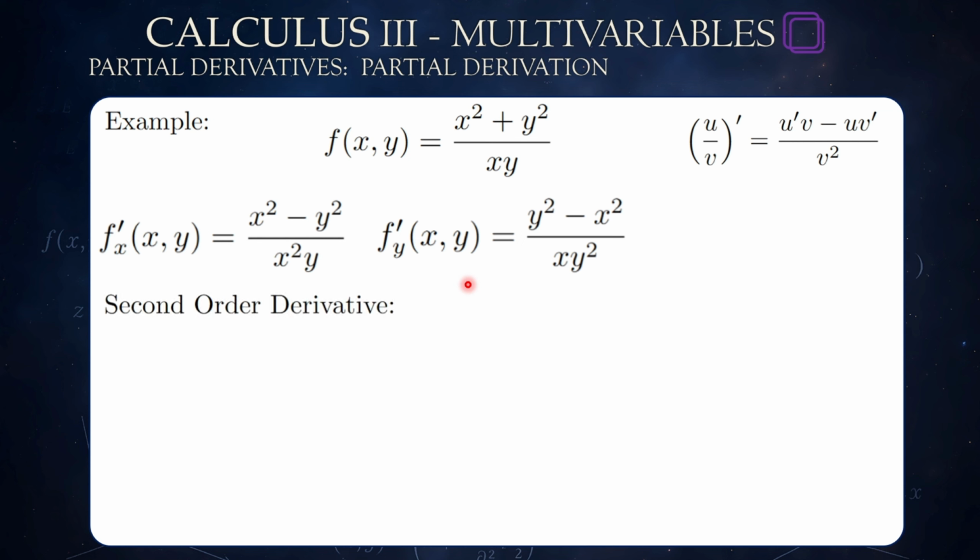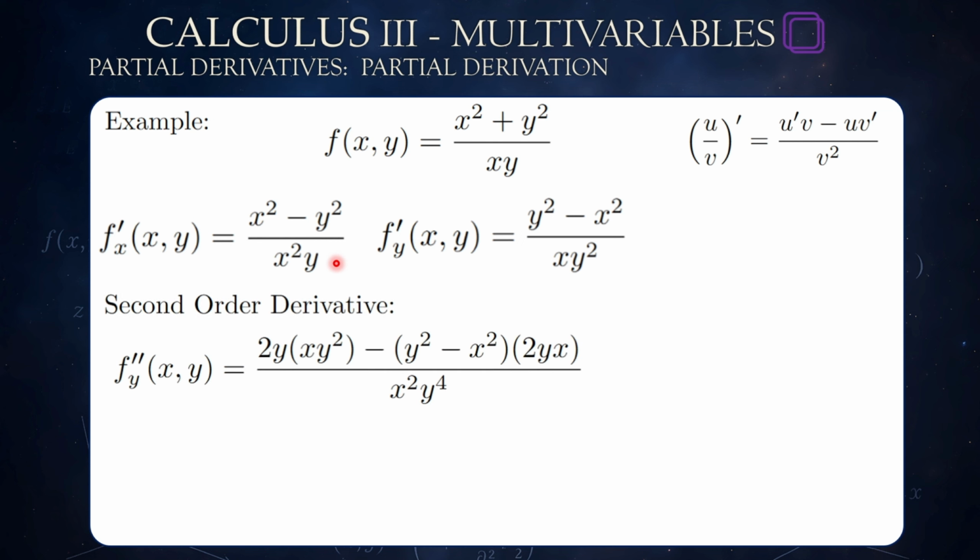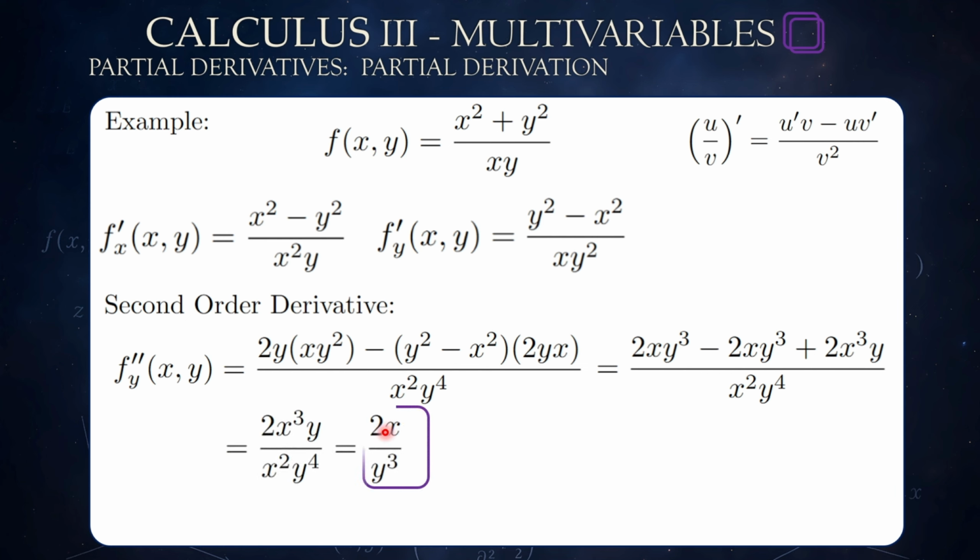Second derivative with respect to y, and by the way we can do it for both of the functions. Okay, so f''y is equal to u'v, which is 2y times xy squared, minus uv', minus (y squared minus x squared) times 2yx, divided by the denominator squared, which is (xy squared) to the power of 4. So it is the second derivative with respect to y of f'y(x,y), which gives us, if we expand it, 2x divided by y to the power of 3.